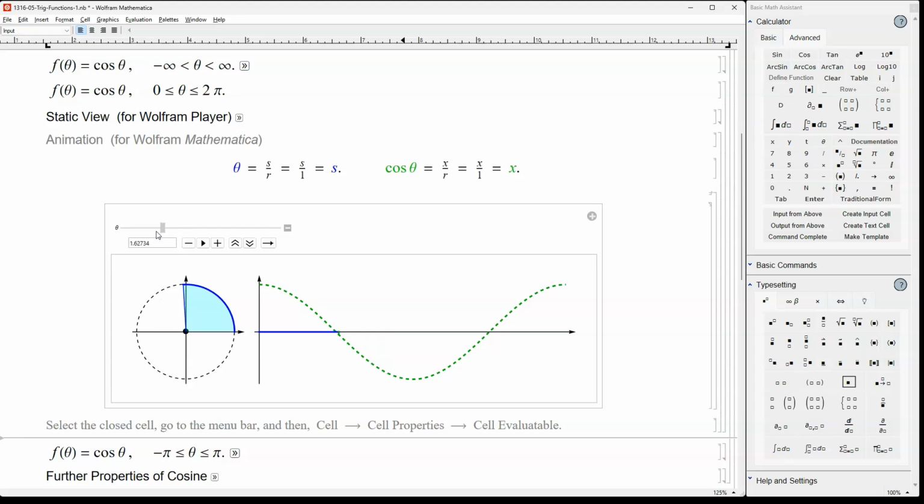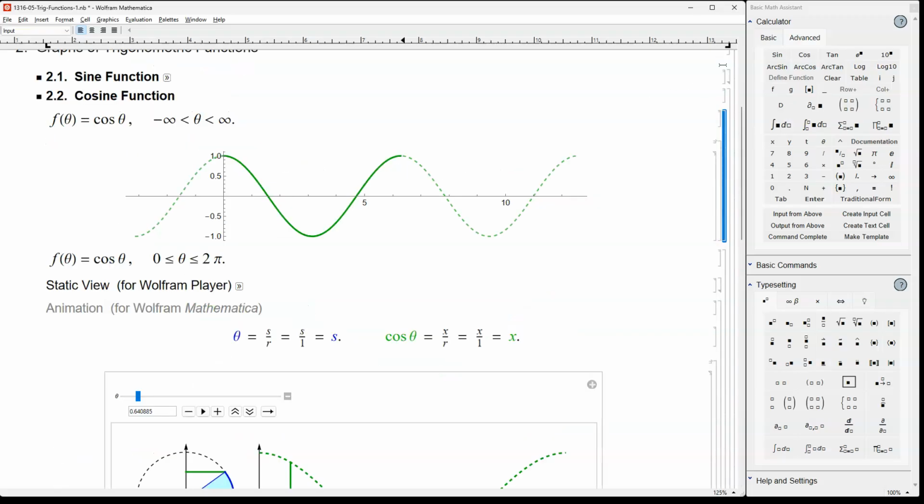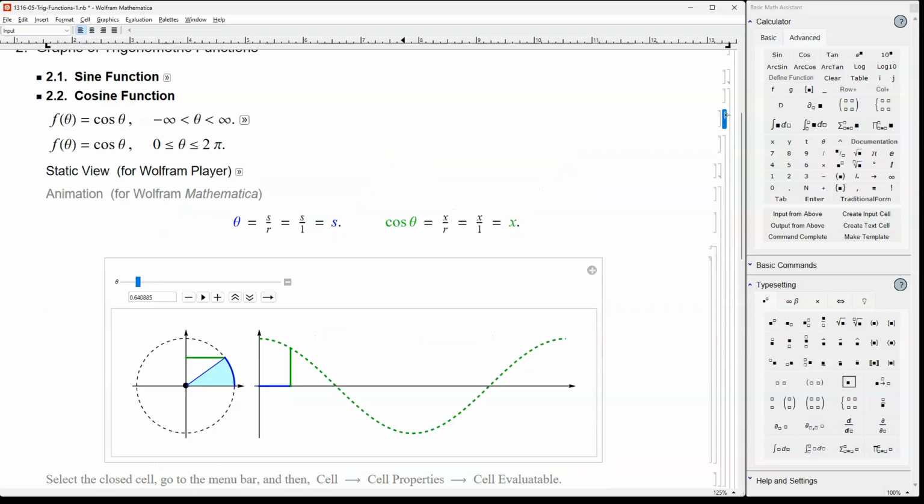Now, one more. What's the relationship between sine and cosine? If you look at the graph, what do you see? Essentially the same shape, except for the starting phase, right? So, are they related from the definition? Well, the answer is yes, indeed.